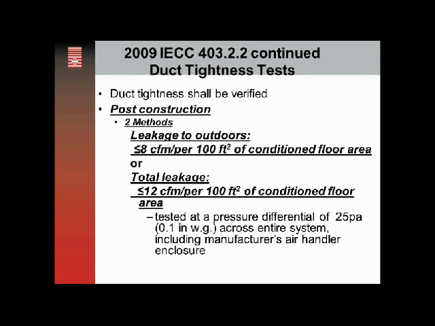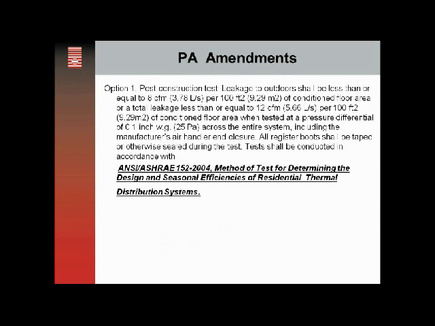The duct tightness tests, under the 2009, you've got a couple of methods and a couple of times that you can come into the building. If the duct tightness shall be verified at post-construction, you could use one of two methods. You could use leakage to the outdoors. You'd have an allowable leakage rate of 8 CFM per 100 square feet of conditioned floor area. If you were doing total leakage, you were allowed 12 CFM per 100 square feet of conditioned floor area at 25 pascals.